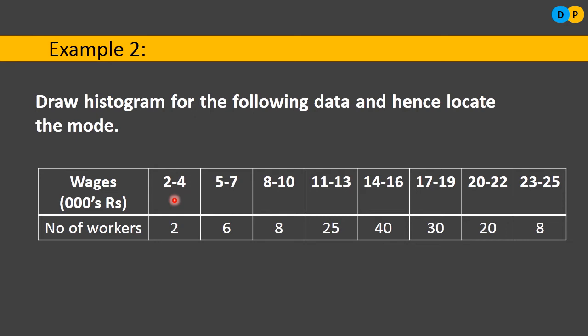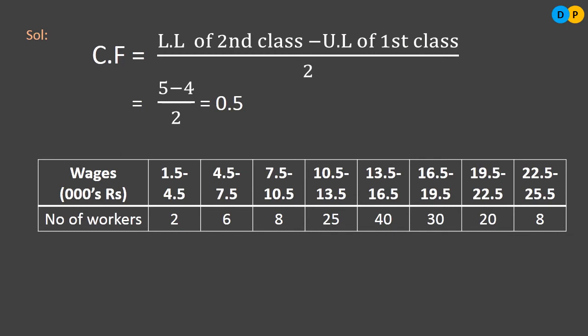That's all. First of all, you need to identify the correction factor. From the lower limit, you need to subtract the correction factor, and to the upper limit, you need to add the correction factor. Okay. So what is correction factor? Correction factor is nothing but the lower limit of the second class minus the upper limit of the first class, divided by 2. Very simple.